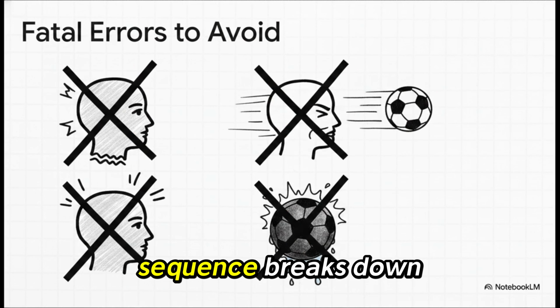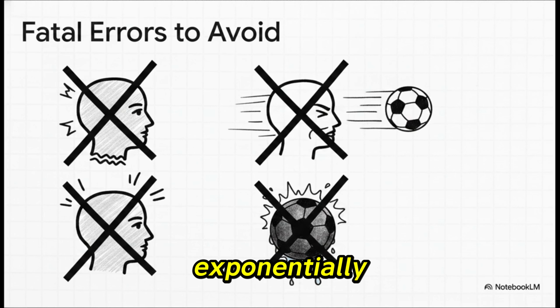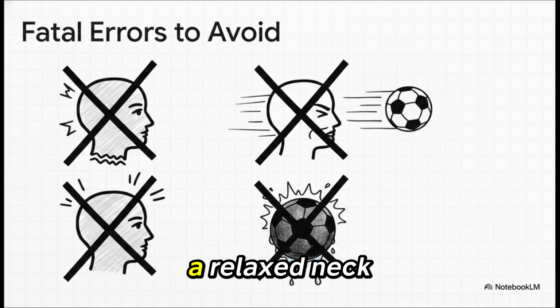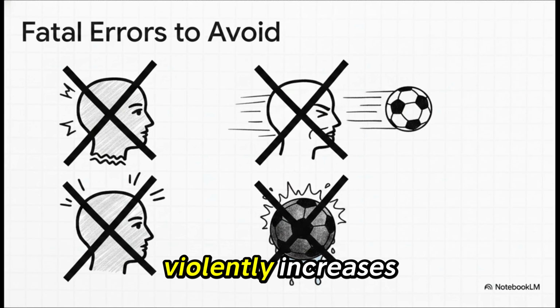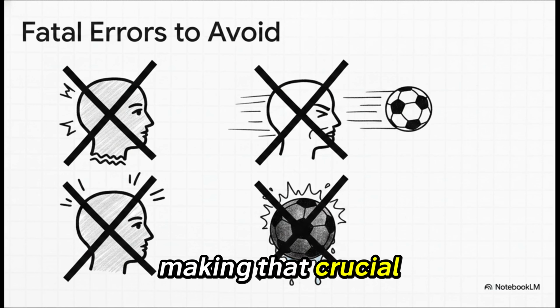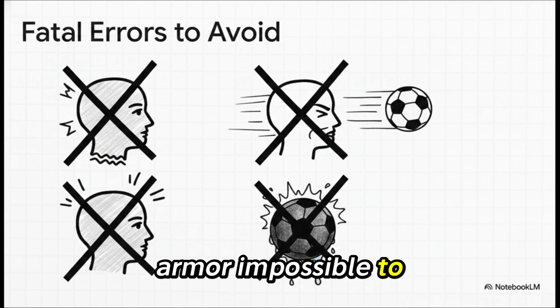Now, when that sequence breaks down, the risks multiply exponentially. These are the fatal errors players absolutely must avoid. A relaxed neck is arguably the worst offender. If the head bobbles upon impact, the brain's acceleration inside the skull violently increases. Closing your eyes, that ruins your timing entirely, making that crucial anticipation feed-forward armor impossible to deploy.